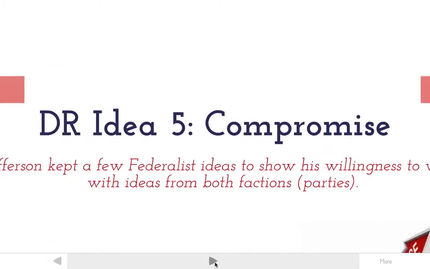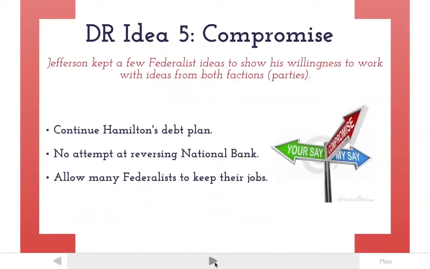The last Democratic Republican idea that Jefferson really changed was the idea of compromise. Jefferson kept some Federalists in the government, just to show that he was willing to work with both sides, which was a little different from what the Federalists did. He continued Hamilton's debt ideas in his debt plan and continued to pay down state debt with national money. There was no attempt at reversing the national bank that Hamilton passed, and he even allowed many Federalists in the government to keep their jobs.